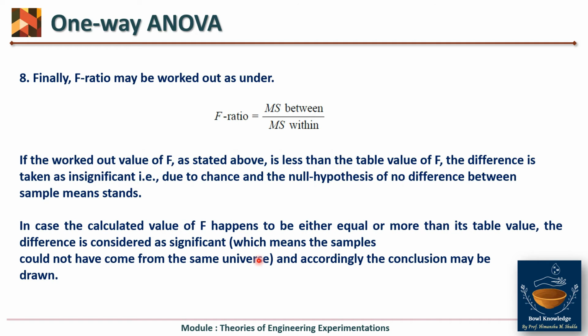It means that if my calculated value is equal to or greater than my table value, then it is called a significant statement, or we can say that my alternative hypothesis will be accepted. But if the value is less than the table value, it is due to chance, and your null hypothesis statement will be valid.